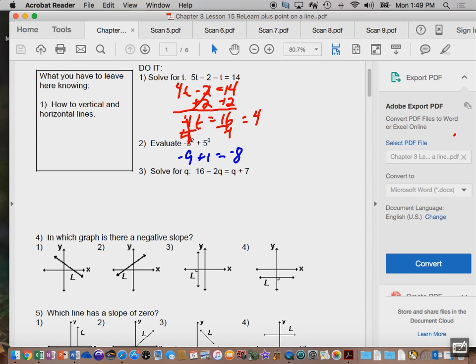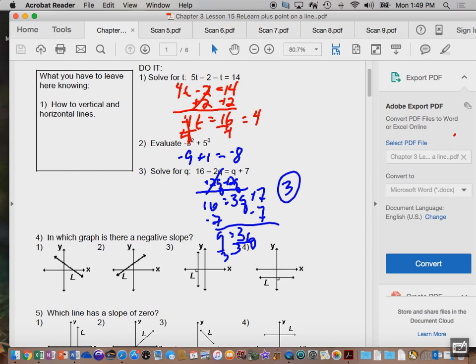Next one. Is this the same side situation or an opposite side? Opposite. So I do the opposite operation. Always start with the smallest number of q's. 16 equals 3q plus 7, minus the 7. And I get 9 equals 3q. Divide by 3. And I get that q is equal to 3.